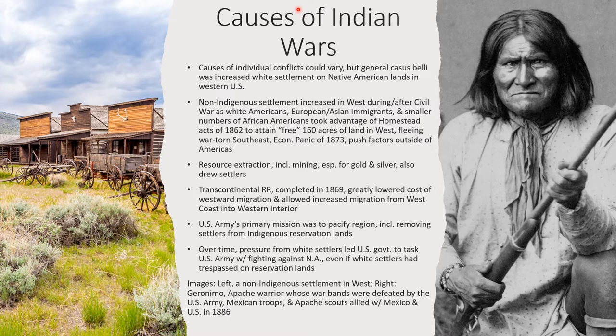Transcontinental railroads, the first of which was completed in 1869, will greatly lower the cost of westward migration, and they will allow for increased migration also from the West Coast, from California, into the western interior. The U.S. Army's primary mission was to pacify the region, and in some cases they were even tasked with removing white settlers from indigenous reservation lands and trying to uphold previous treaties that the U.S. had made with Native Americans.